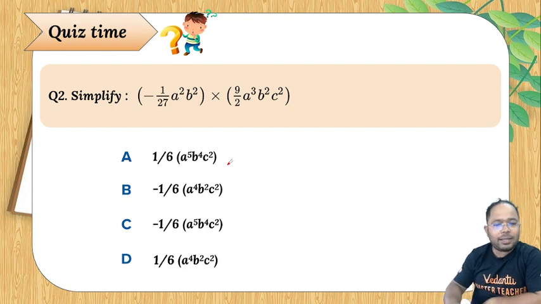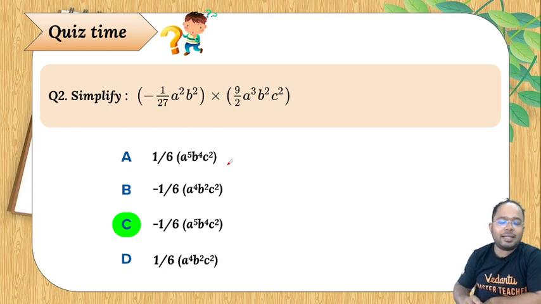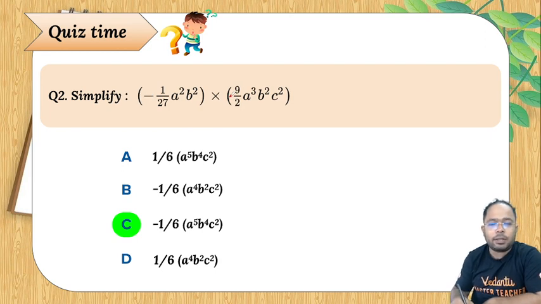Okay, so let's look into the answer, students. The answer is C. Now, how the answer C came, let's understand. As I said, first of all, we'll look into the sign. One is negative, one is positive. That means definitely we are going to get a negative. One is negative, one is positive, so definitely we are going to get a negative sign.